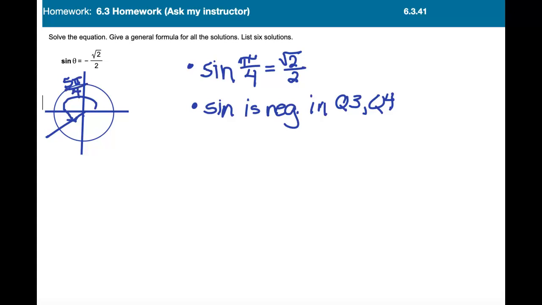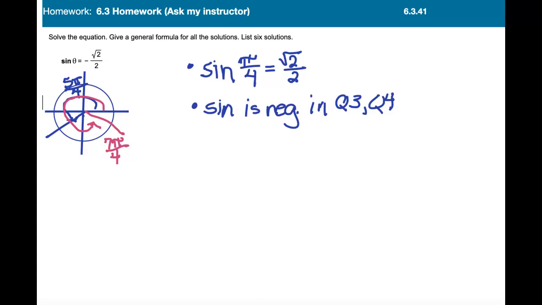And then it's also going to terminate in the fourth quadrant. And so that angle in the fourth quadrant, this angle, is 7 pi over 4. So that's our 2 solutions within one period. Now, so that's the period from 0 to 2 pi.